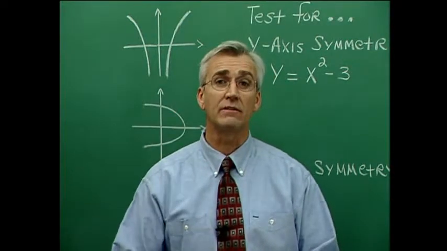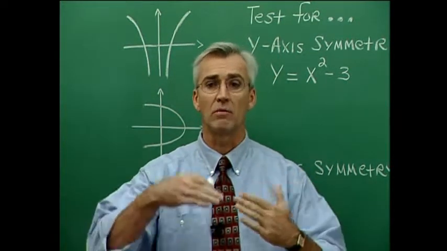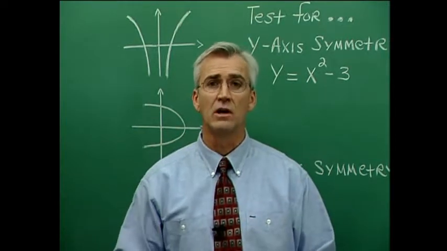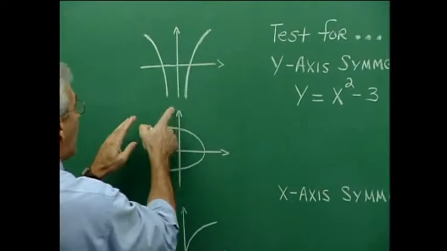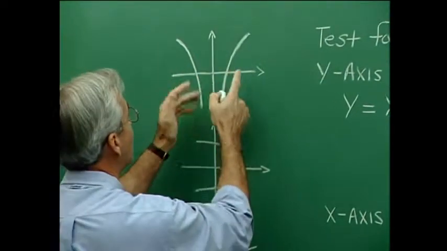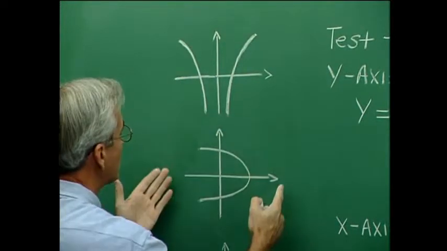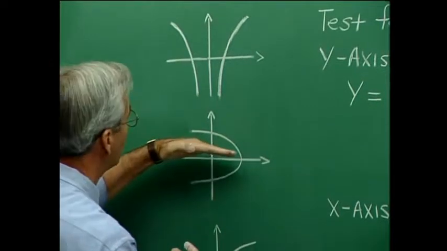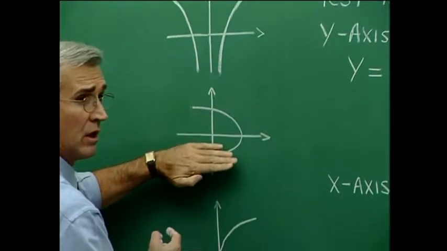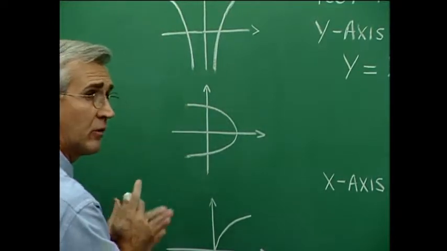Symmetry is a quality of a graph that causes it to look the same on the left and right, or above and below one of the axes. For example, here's an example of symmetry about the y-axis, because the graph here looks the same over here as it does over here. Here's an example of symmetry about the x-axis, because the graph looks the same above and below the x-axis. It's a reflection in the x-axis, we can say.